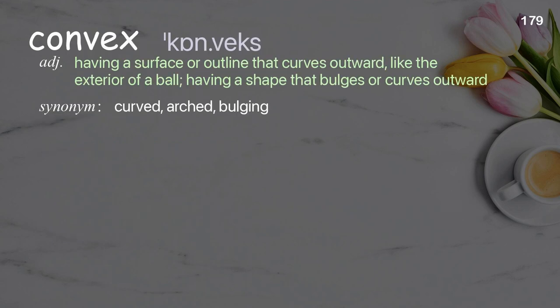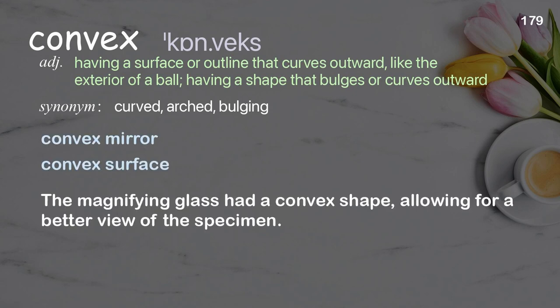Convex. Having a surface or outline that curves outward, like the exterior of a ball, having a shape that bulges or curves outward. Examples: convex mirror, convex surface. The magnifying glass had a convex shape, allowing for a better view of the specimen.